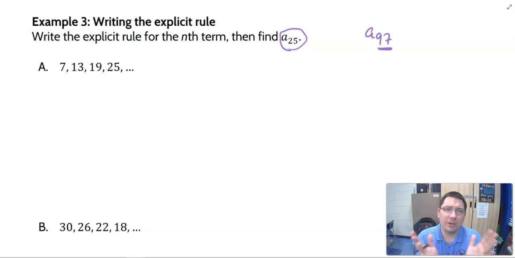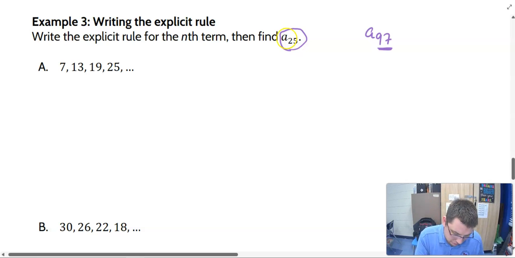And just to clarify, that 25 or that 97 or whatever number of the term we're trying to find is not something we're going to be multiplying by to this a. It's not a coefficient or anything like that. It's not a power. And again, pay attention to how it's written. It's written as a subscript. It's below the line level of everything else attached to this variable.